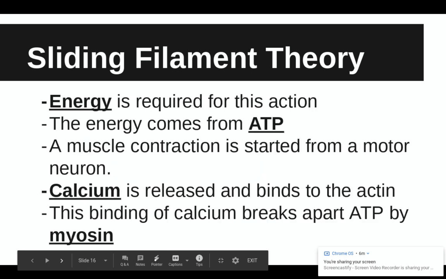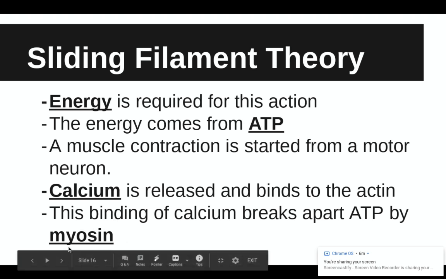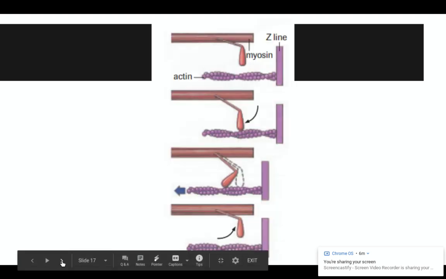Okay, for this to happen, energy is required. Again, all energy from all of our cells comes in the form of ATP. So muscle contraction is started from a motor neuron. Calcium is then released and binds to the actin. This binding of calcium helps break apart the ATP that is then used by our myosin.